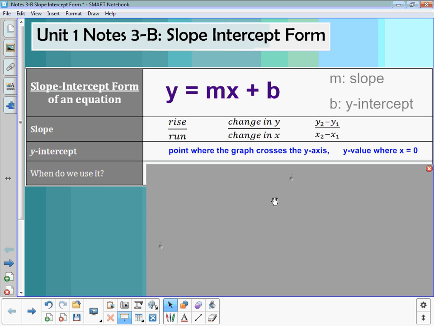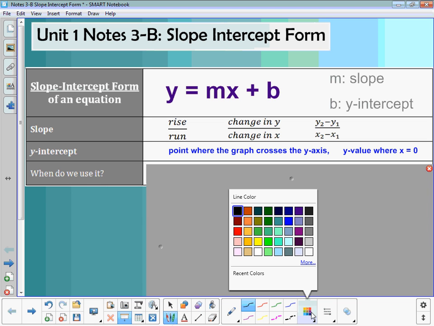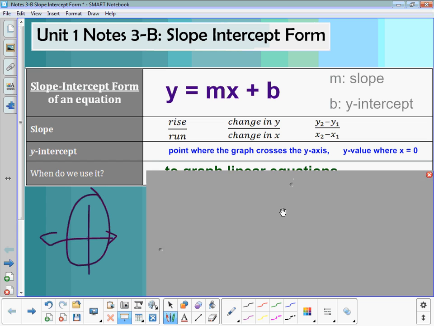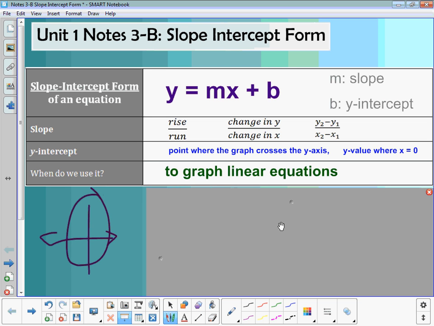The y-intercept is the point where it crosses the y-axis, or the value when x is equal to 0. Now, if you're thinking about a graph like this, remember the y-axis is the one that's up and down. So that's where it's crossing the up and down axis. And this form is primarily used to graph linear equations. We're going to be using them to model linear equations as well, but we're going to start by just graphing them.